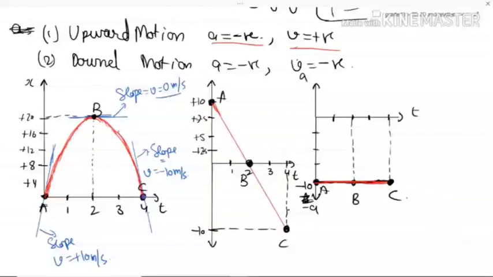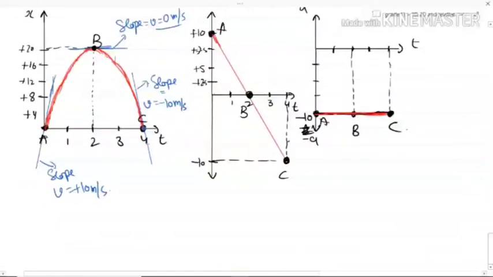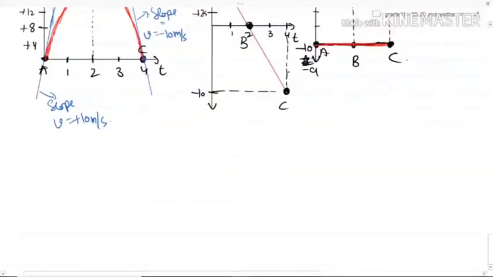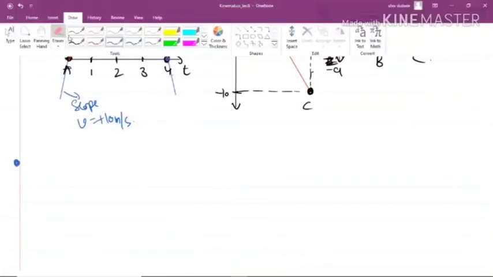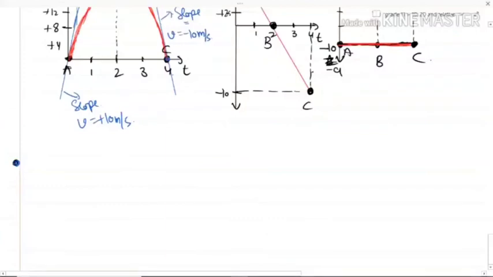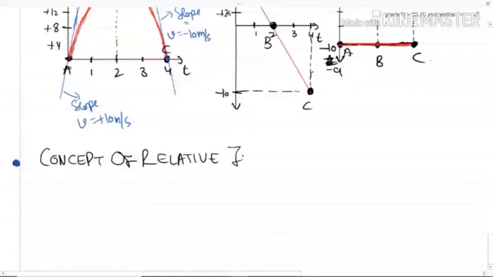With this, I'm done with kinematics. But I can use the next chapter's concept, the relative motion concept in 1D, also. So you can write the concept of relative motion in 1D. But before discussing the concept of relative motion, we need to discuss some things. In physics, there is something called a frame of reference.